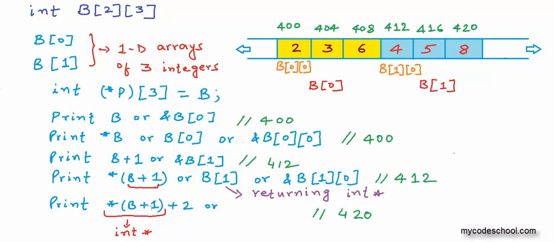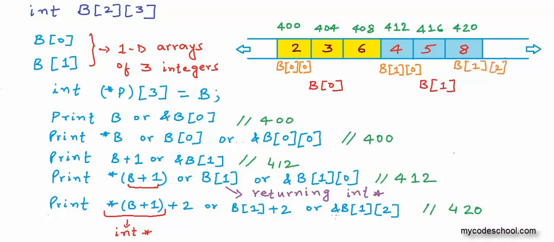Asterisk of b plus 1 in this expression can be written simply as b1, because they are substitutes for each other, they are alternate syntax. So this is the same as b1 plus 2, and once again these expressions are returning a pointer to an integer. They are returning a pointer to this element b12. That's why we can also say ampersand b12. All these 3 once again are the same.